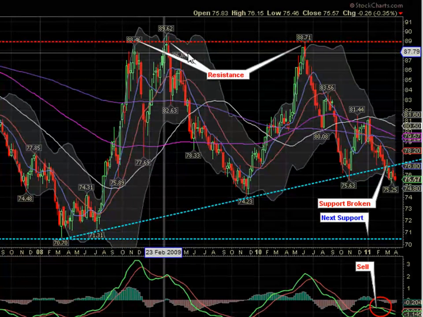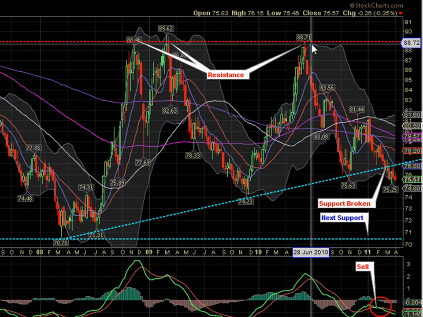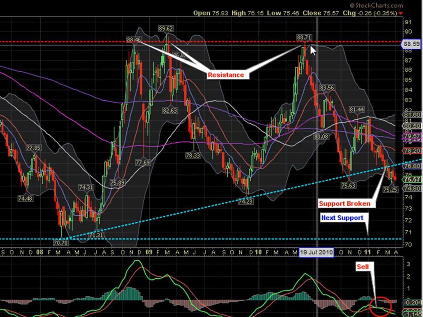If we were to break this resistance area, that would signal a breakout and a multi-year upwards trend in the US dollar. The last run lasted about 7 years, so we could possibly see another 7-year bull market in the US dollar if we were to break this red line.